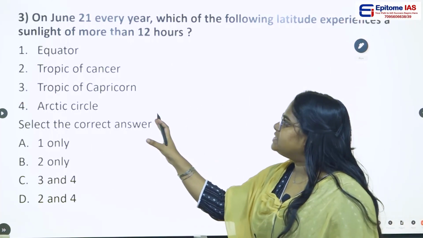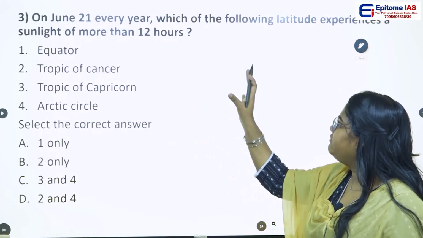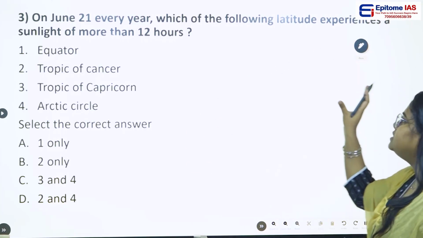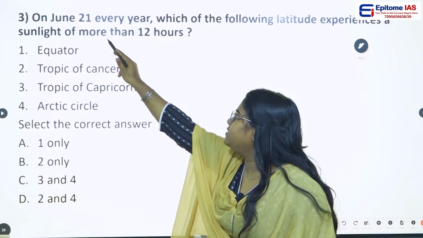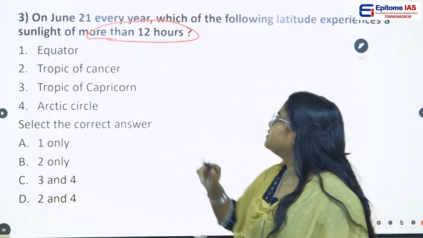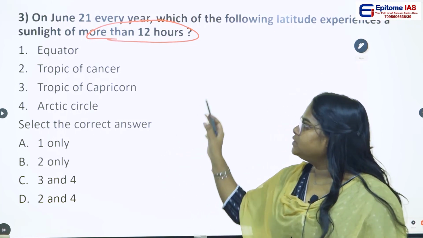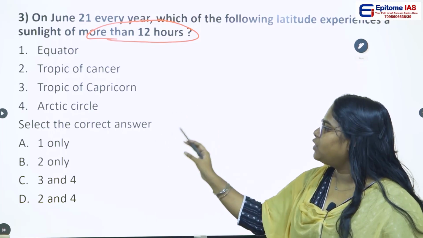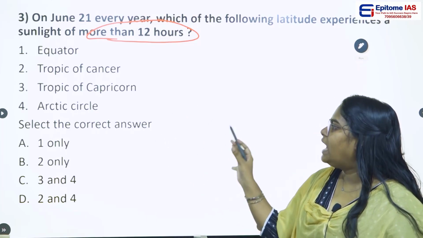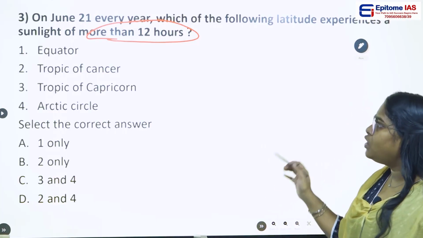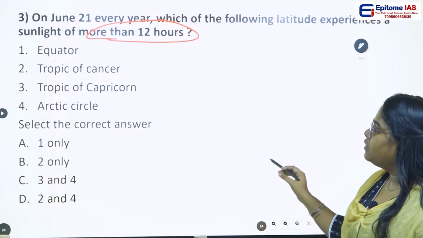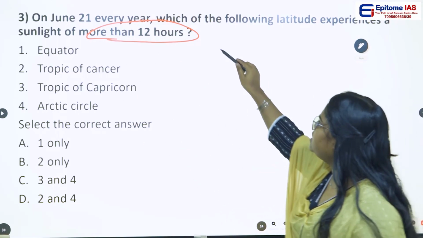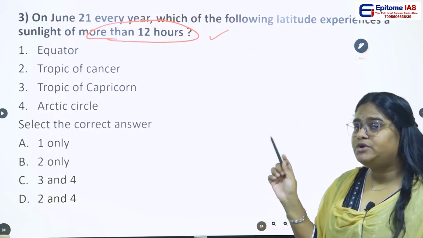So if you see, the next question is, on June 21 every year, which of the following latitude experiences a sunlight of more than 12 hours? More than 12 hours. So first statement, equator. Second, Tropic of Cancer. Third, Tropic of Capricorn. And fourth, Arctic Circle. So they are asking on June 21, which of this particular latitude or latitudes they have the sunlight of more than 12 hours.